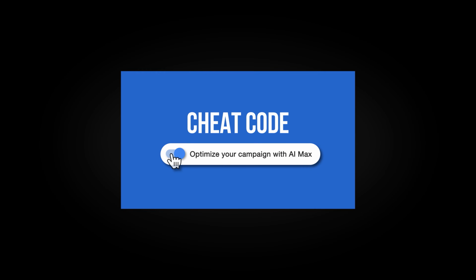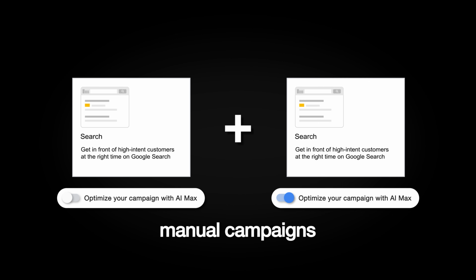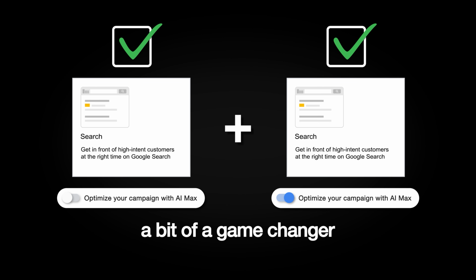So the current verdict on AI Max, whether it's a cheat code or a waste of time, really depends on your specific circumstances, which we've obviously run through, and also how you treat it, right? If you treat it like it's a shortcut and don't give it any inputs and don't try and improve your website or anything like that, then yeah, it's likely to be a waste of money. But if you think of it as something that can supplement manual campaigns, then it might be a bit of a game changer and can be a cheat code in terms of getting significantly better results.